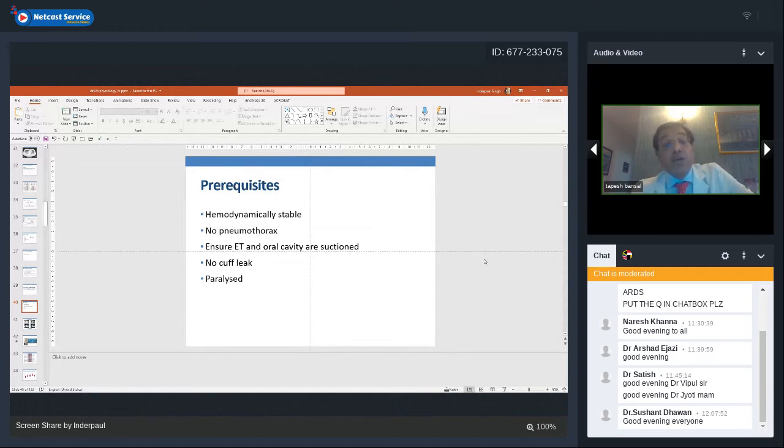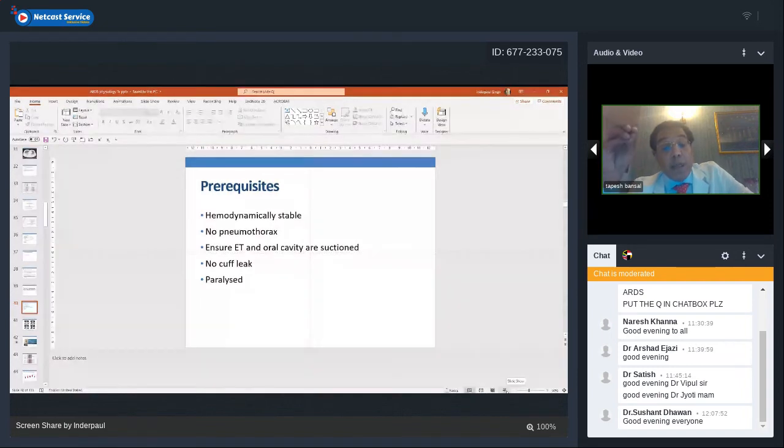And one thing you should realize, whatever method you use for doing the recruitment maneuver, please make sure the patient is volume loaded before you do the recruitment maneuver, because sometimes there can be hypotension when you do the recruitment maneuver because the intrathoracic pressure rises during your recruitment maneuver.